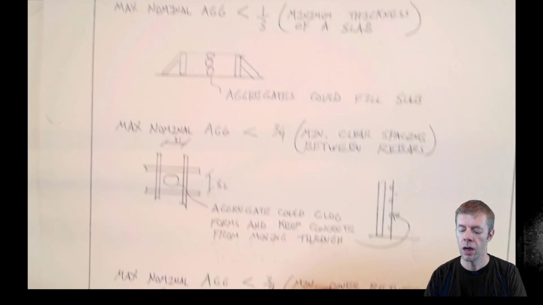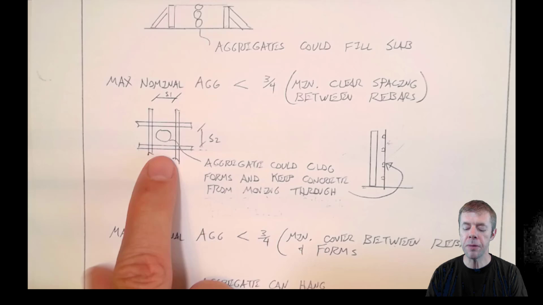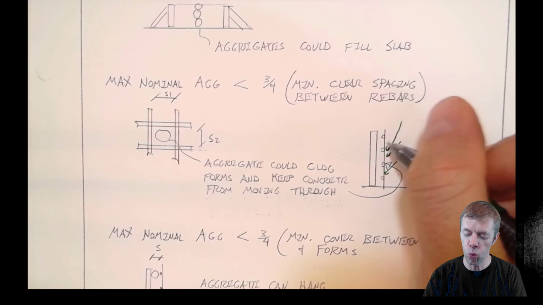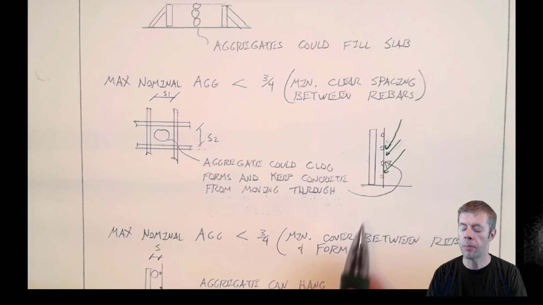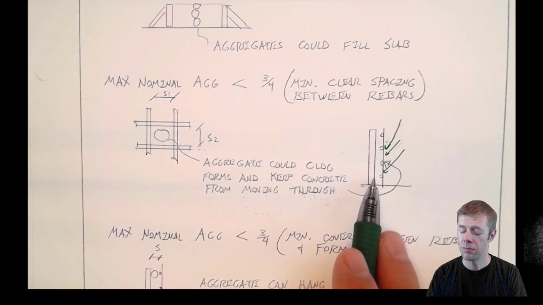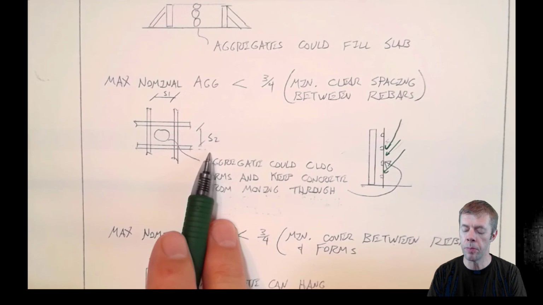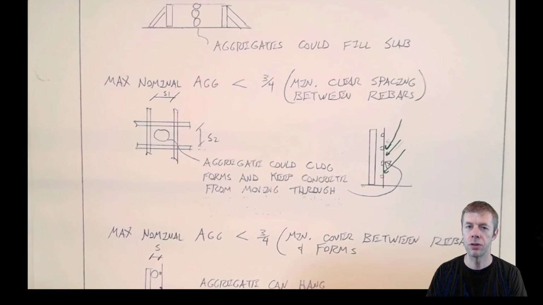Let's say I'm pouring within a reinforcing mesh, like a grid like this. It would be really bad if I got an aggregate that got stuck inside the grid. For example, if I was pouring concrete here and the aggregates got stuck and wouldn't travel through the grid to the forms, to form the cover and meet the forms on the outside, that'd be bad. If aggregate clogged that up, that would be horrible. So because of that, the minimum clear spacing between rebars, could be S1, could be S2, whichever the minimum is, your maximum nominal aggregate size has to be less than 3/4 of that value.